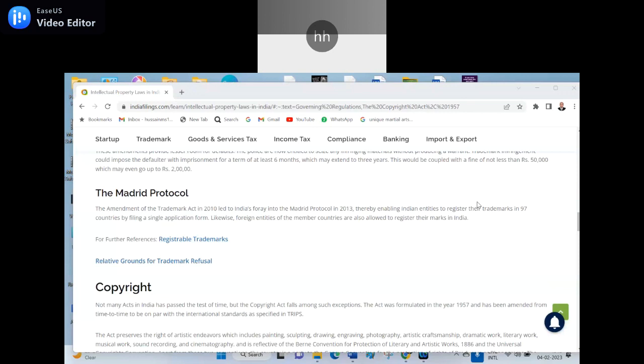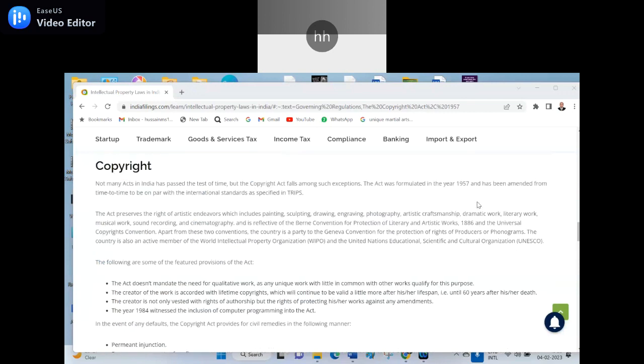So I can ask the question like that: which protocol made India have trademark relations with 97 countries by filing a single application form? So you can say Madrid Protocol. Likewise, foreign entities of the member countries are also allowed to register their marks in India. So under this protocol, if you just make one application in the trademarks, it will be registered in the 97 countries. So that is also one of the supplementary questions.